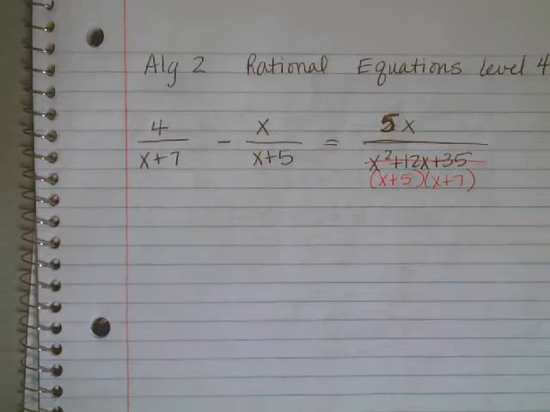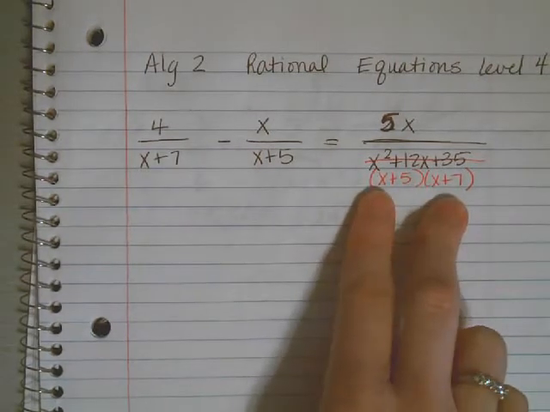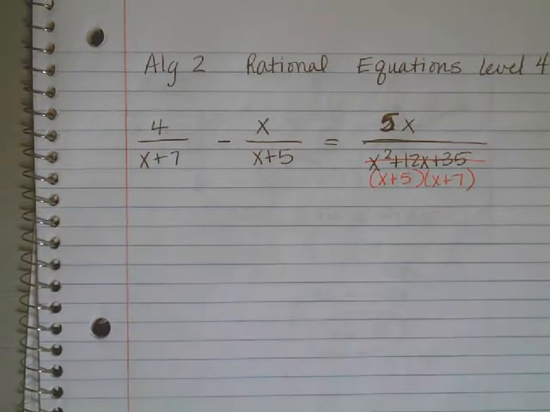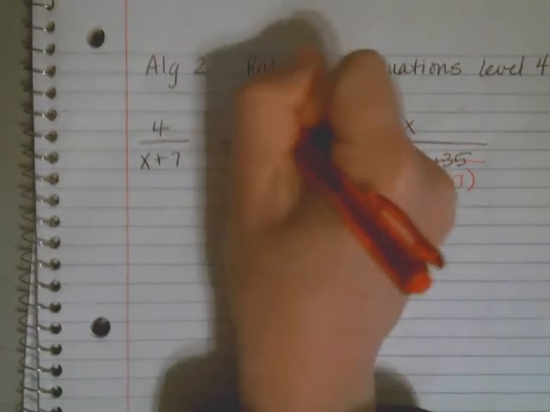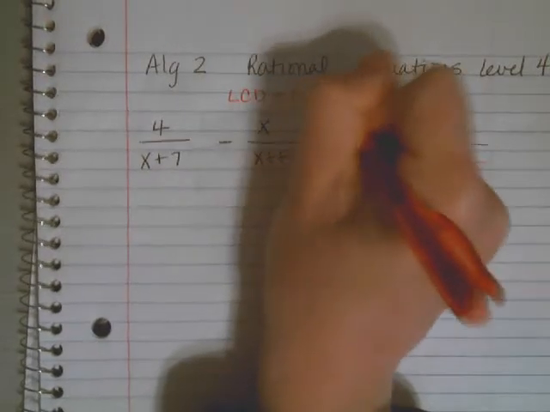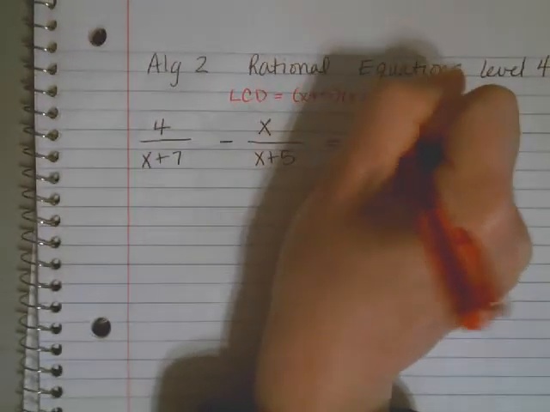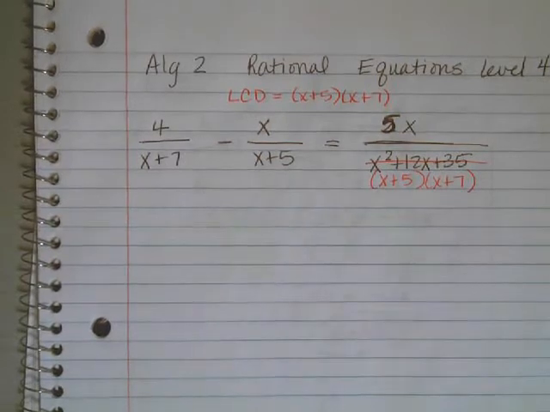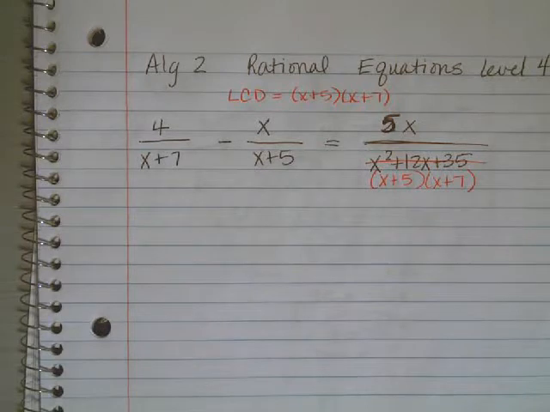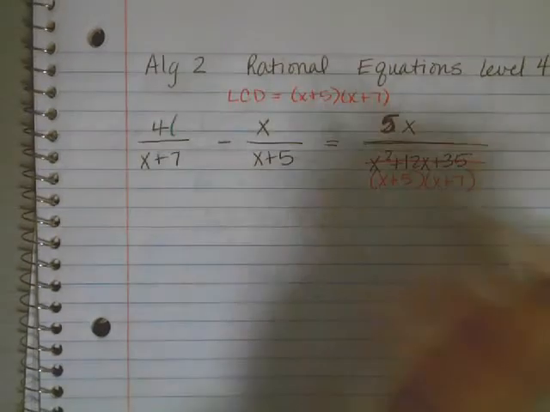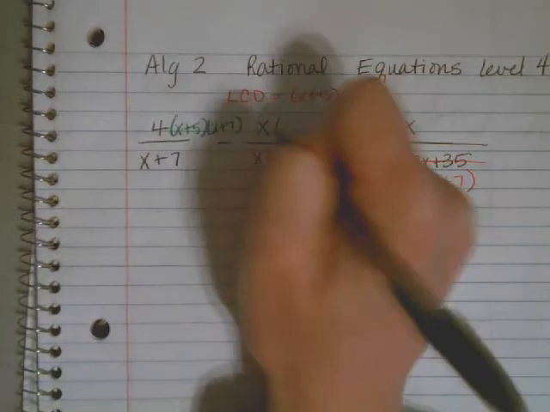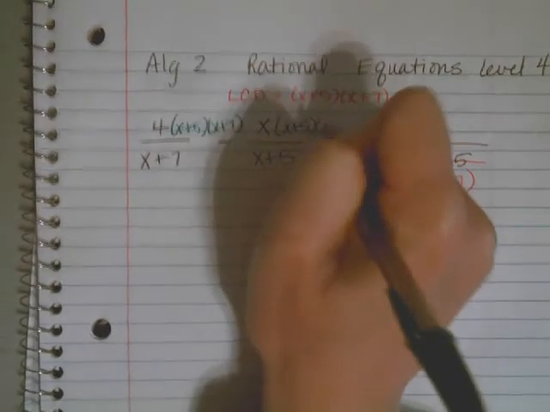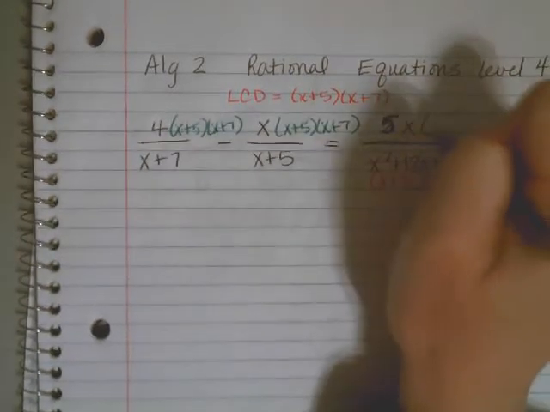I'm going to cross out that denominator because in factored form, it's equivalent to x plus 5 times x plus 7. So my least common denominator is going to be x plus 5 times x plus 7. I'm going to multiply all three terms by my least common denominator. For this one, I tried to leave some space this time. x plus 5 times x plus 7 on all three.